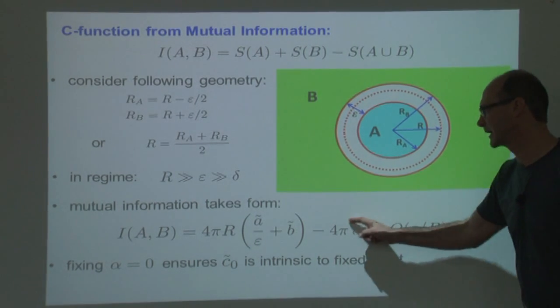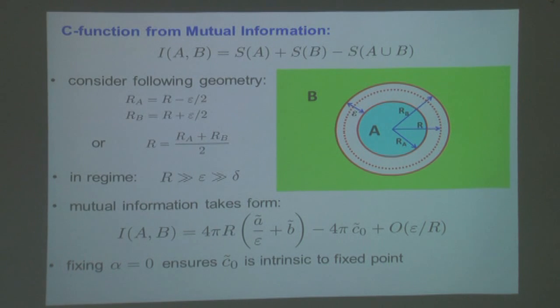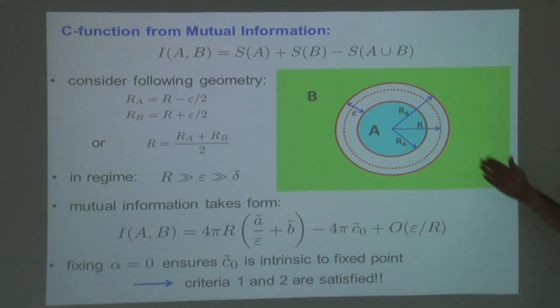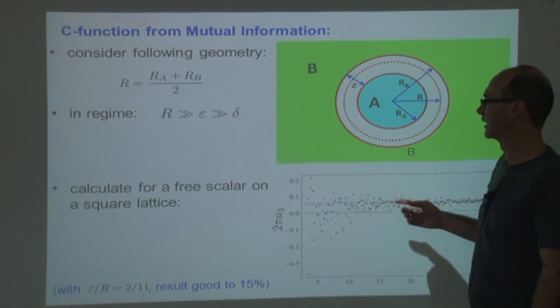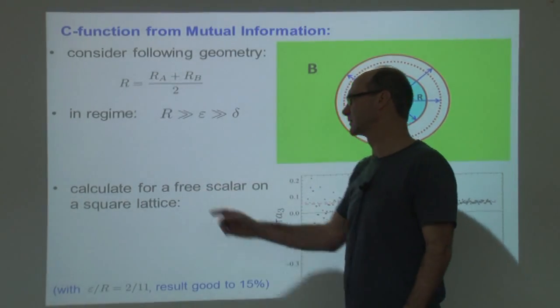I'm in the regime, though, where that epsilon is much smaller than r, and I get an answer like this. And this C naught, the claim is, should be intrinsic to the fixed point, i.e., I'm satisfying now not just criterion 1, I'm also satisfying criterion 2. It's also something that one can calculate now.